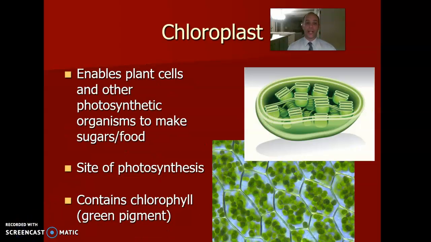That brings us to the chloroplast. The chloroplast enables plant cells and other photosynthetic organisms to make sugars in food. Can you guess what sugar? We learned about it a few units ago. Glucose. C6H12O6. Glucose. It's the site of photosynthesis and it contains chlorophyll. We will see these if you are in person, and I will direct you to slides on Google if you are not. These are all chloroplasts inside of plant cells.